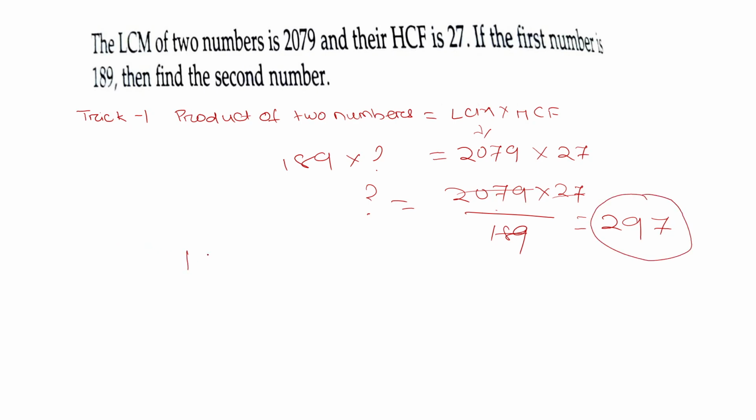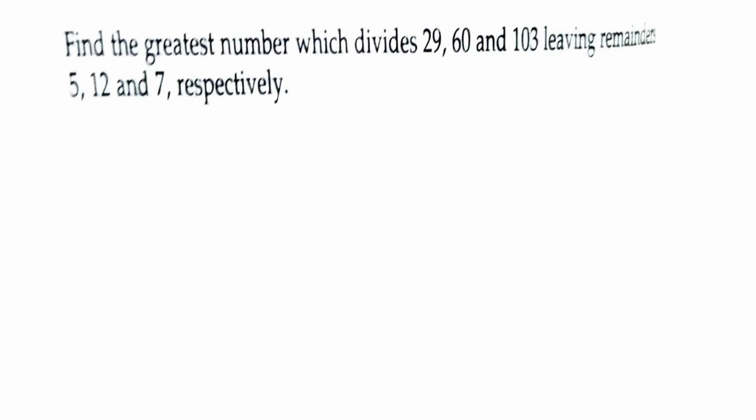You can also check that 189 into 297 is equal to 2079 into 27. This is the thing. Clear? This one is trick number 1. Let us go for trick number 2.